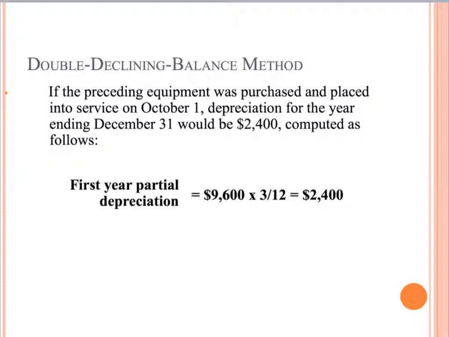If double declining method were used when we bought something on October 1st as partial year, this would be our calculation for year 1. For year 1, we would have the $9,600 times the quantity of the portion of the year, 3 divided by 12, that's 25%, to give us depreciation in year 1 for a partial year of $2,400.